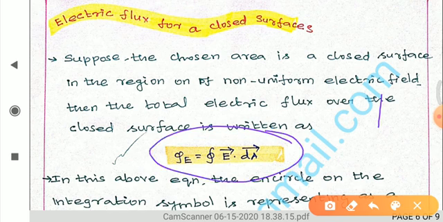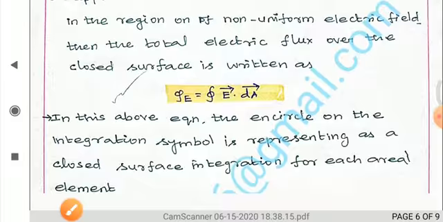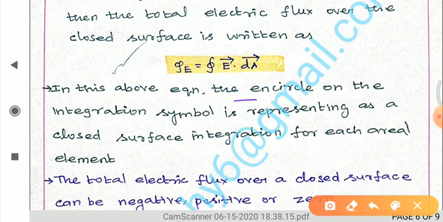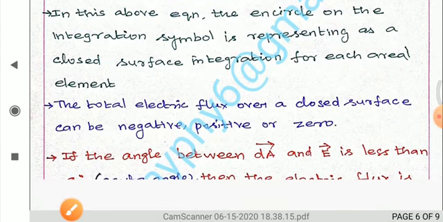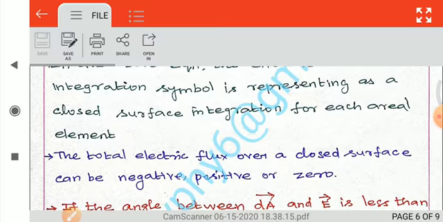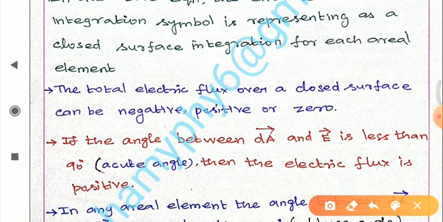Phi E is equal to the closed integral of E dot dA or E dot ds. For the non-uniform electric field, we have to take the closed integration. In the above equation, the encircle represents the closed surface of integration for each area element. Already in the previous case we discussed that the entire area is divided into n number of small elements.